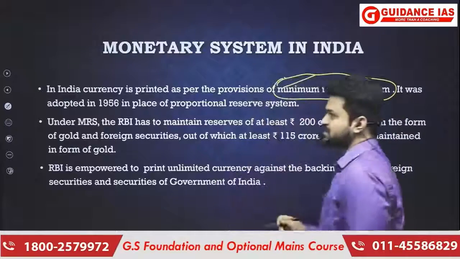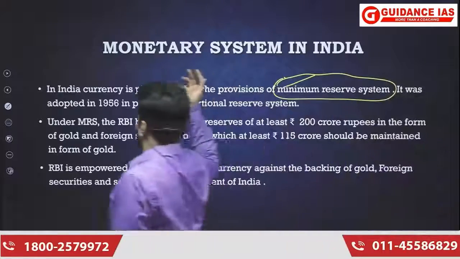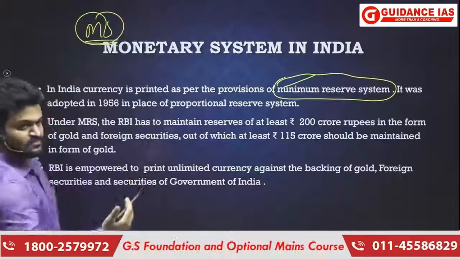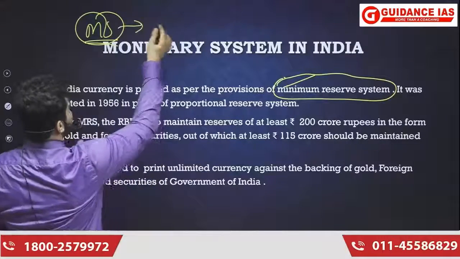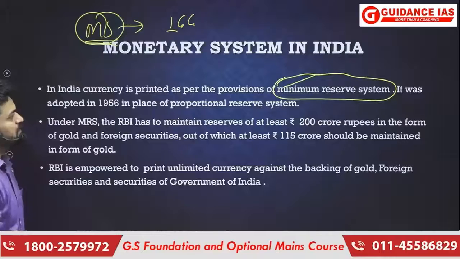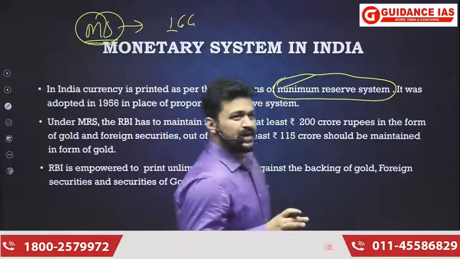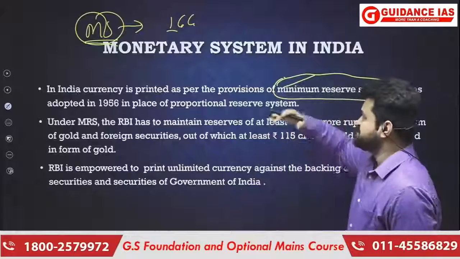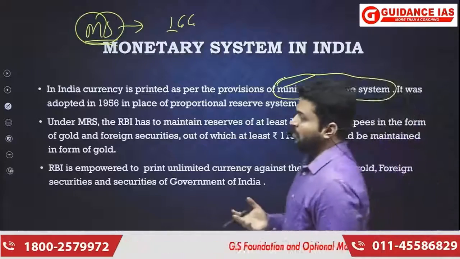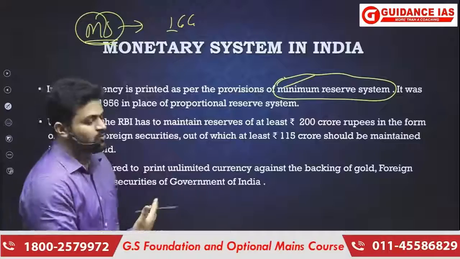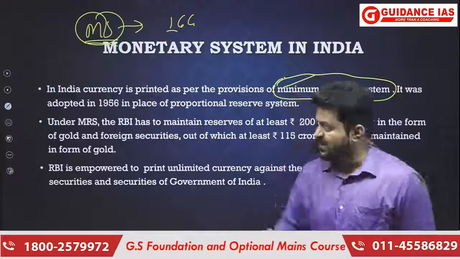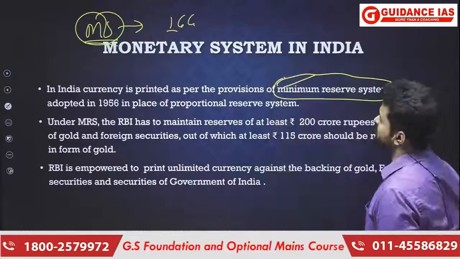Minimum reserve system means that you have just studied about money supply and total money supply in the economy, because money supply is a stock variable, which can be measured at a point of time. At present, it stands somewhere around 165 lakh crore rupees. So does it mean that RBI is going to maintain 165 lakh crore rupees worth of bullion with it? Is it backed by an equivalent amount of bullion? Is it backed by gold? Is it backed by foreign securities, or by an equivalent amount of government securities?